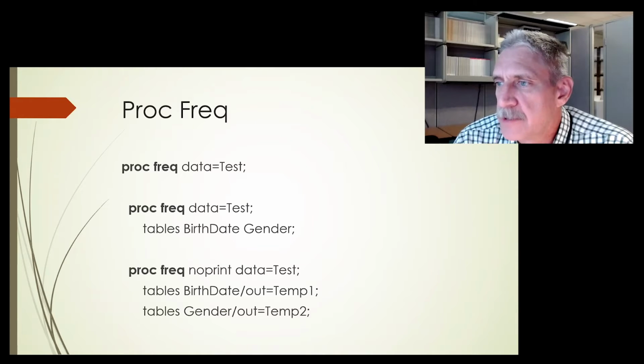So my first example there is going to give you every variable in the test data set. The second one is only going to look at the birth date and the gender and give you tables for those. The third one is not going to print it to the screen, but it will create temporary data sets that you can then do further manipulation for.